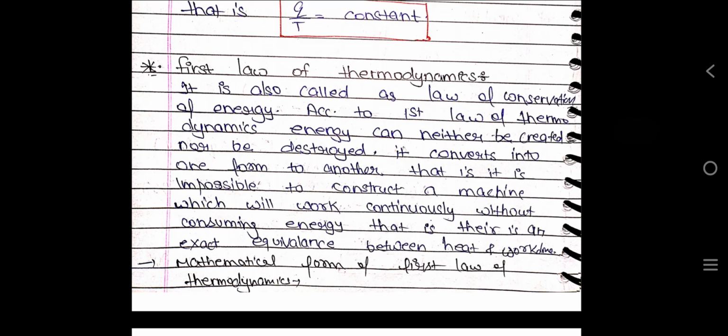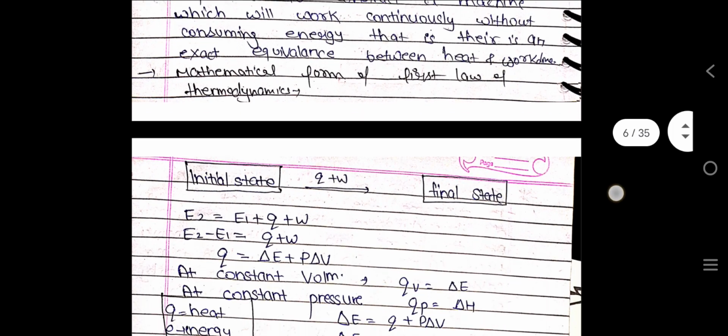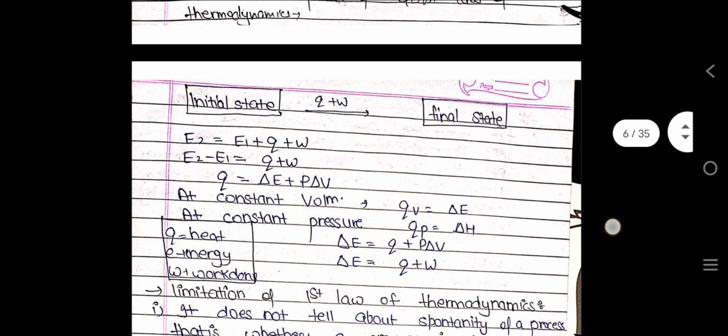Efficiency of Carnot cycle: efficiency is equal to T2 minus T1 by T2, which is equal to Q2 minus Q1 by Q2. 1 minus Q1 by Q2 is equal to 1 minus T1 by T2. Q1 by Q2 is equal to T1 by T2. Q2 by T2 minus Q1 by T1 is equal to 0. Del Q by del T is equal to constant, that is Q by T is equal to constant.